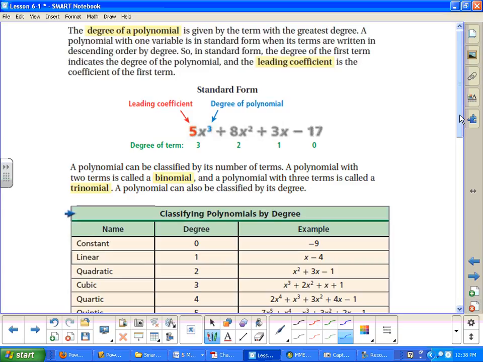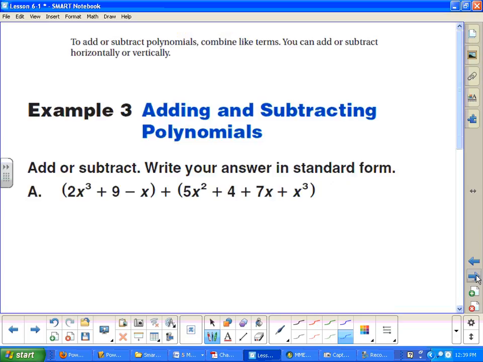But whenever, from now on, when you write polynomials, you should always write them in standard form. So from highest degree to lowest degree. Okay. All right, so let's do some adding and subtracting of polynomials.